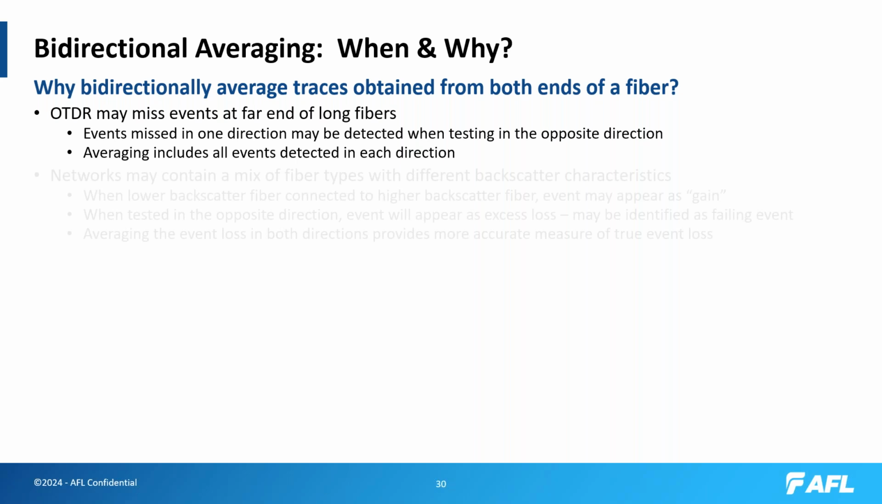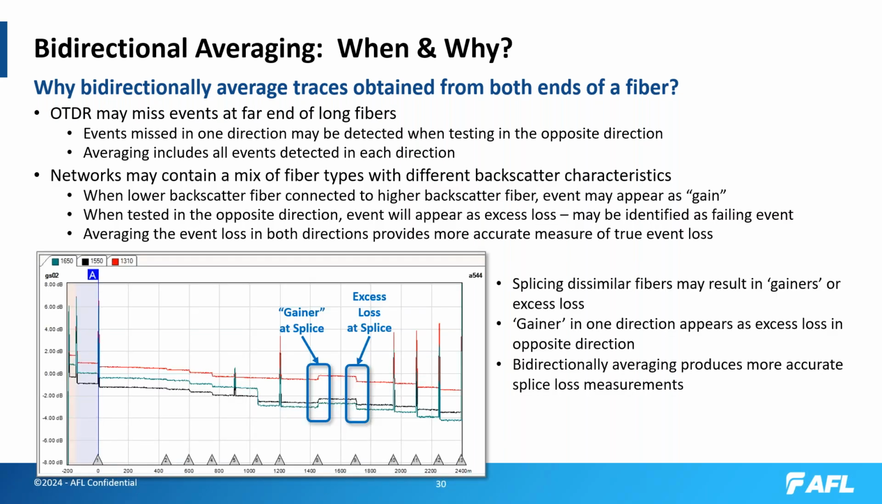Also, in the case of a mix of fiber types in your network under test, you can have one fiber with a low backscatter coefficient connected to a fiber with a higher backscatter coefficient. And at that point, the OTDR will show what we call a gainer. It looks like we're getting more light back after that fusion splice instead of less light. And of course, we intuitively know that anytime you transfer light down the network, you're not going to get gain, you're only going to get loss.